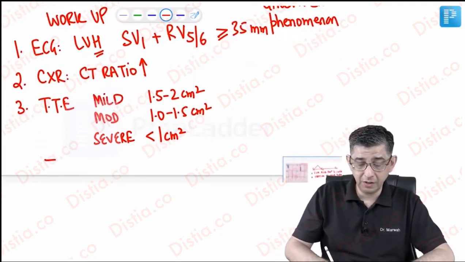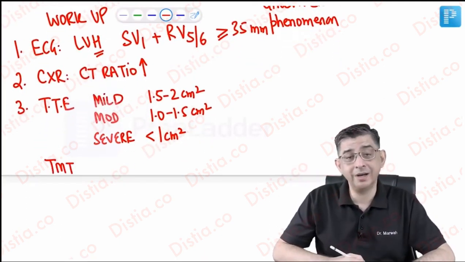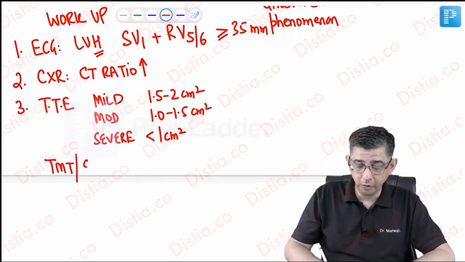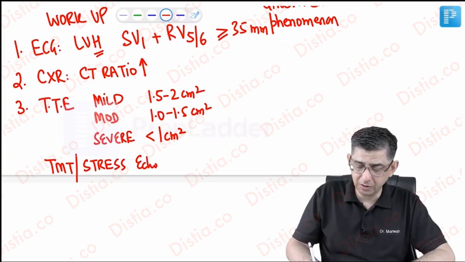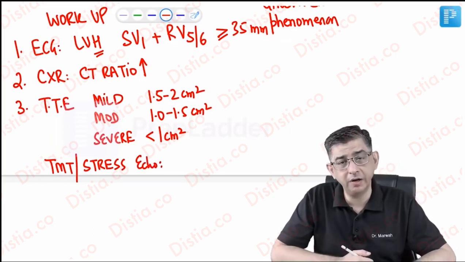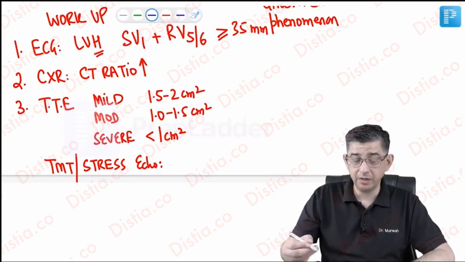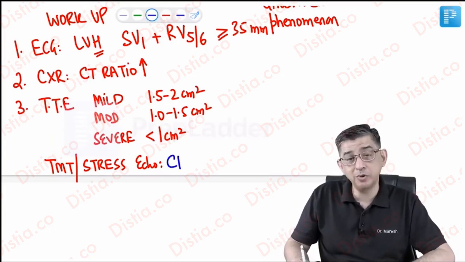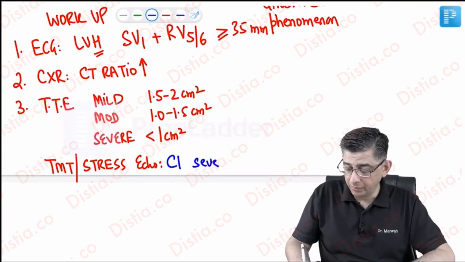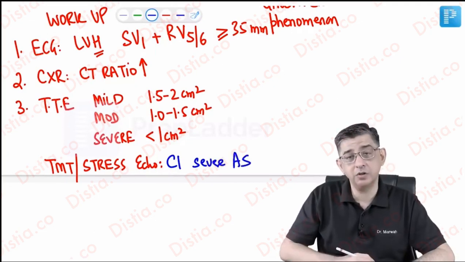Now, because this person has chest pain, especially on exercise, you might be tempted to do a treadmill test or a stress echocardiography, because you are thinking he could also have coronary artery disease, which I would like to pick up. But treadmill test and stress echocardiography are absolutely contraindicated in a patient with severe valvular aortic stenosis.